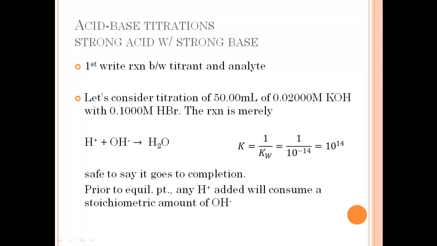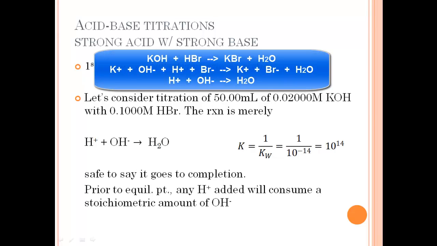So let's consider a titration of 50 mL of 0.02000 molar potassium hydroxide with 0.1000 molar hydrobromic acid. The reaction, since it's a strong base and a strong acid, you know it's going to be just pure water. That's the only thing that's reacting here: H+ and OH- going into water.